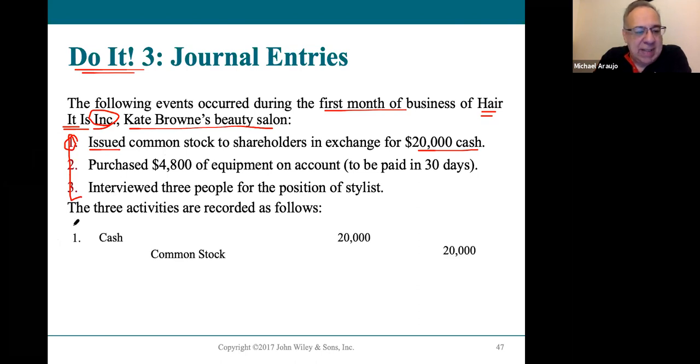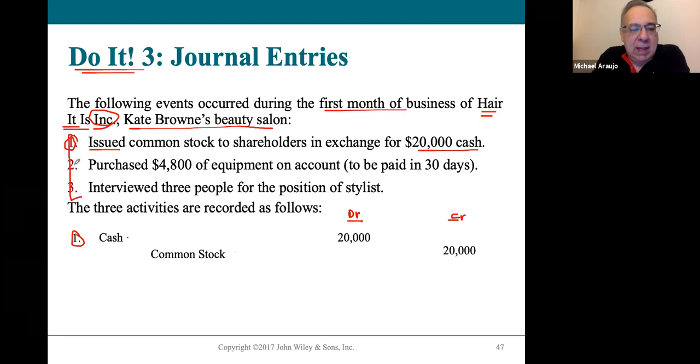Again, this would normally be the date. Here is just a transaction number 1. The cash account has a debit. You just have to, in your mind, see that the first column is the debit column and the second column is the credit column. So we have a debit to cash of $20,000, and a credit to common stock for $20,000. And that's exactly how you would handle it.